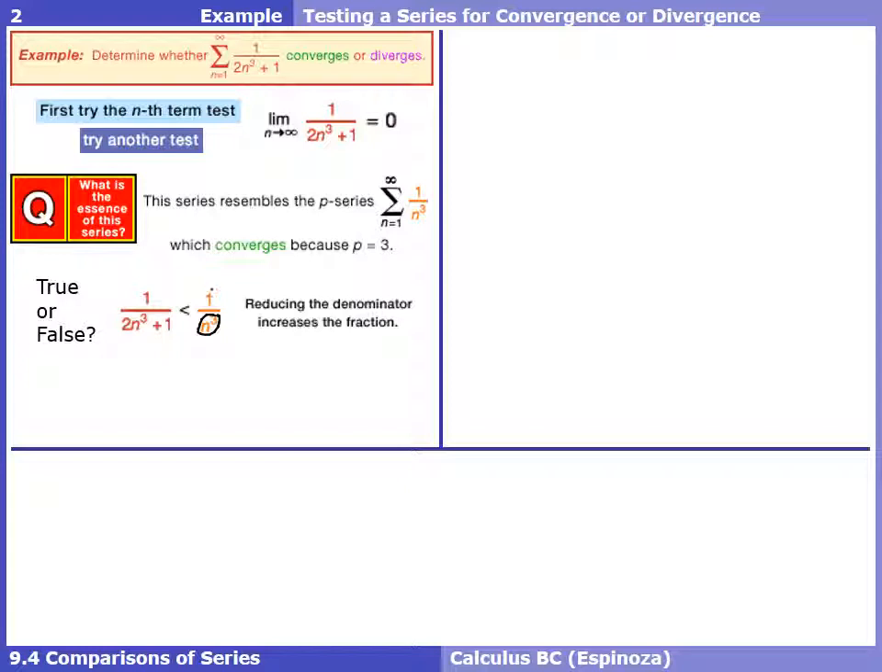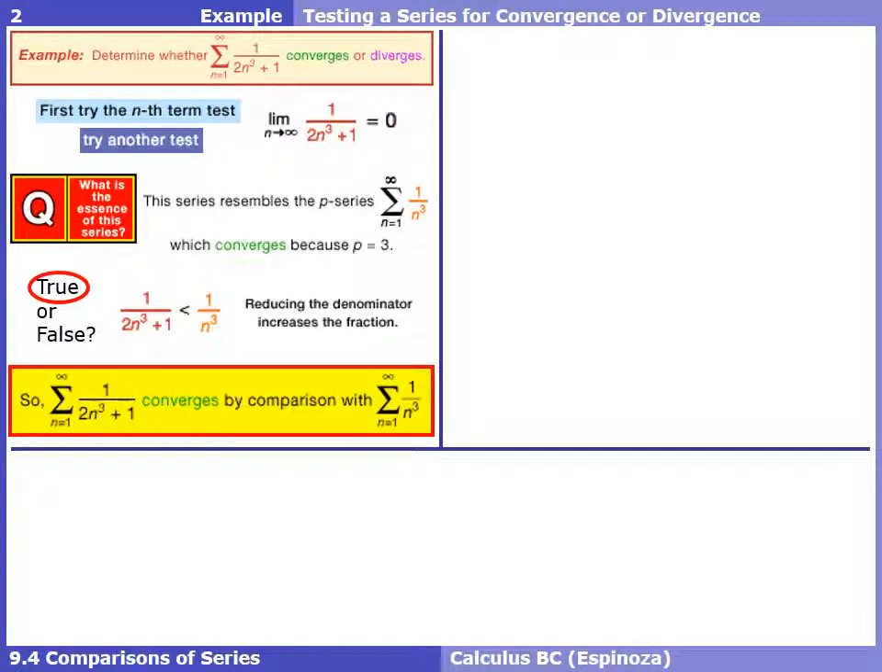So of course that would mean that this p series 1 over n cubed is indeed bigger than our unknown series. And if that is true, then that must mean that our unknown series must also converge because we compared it with the known series, or the p series, 1 over n cubed.